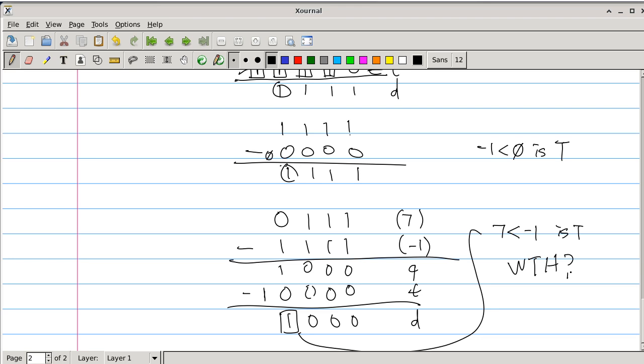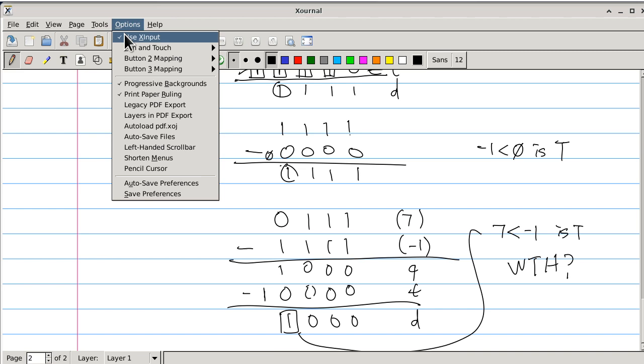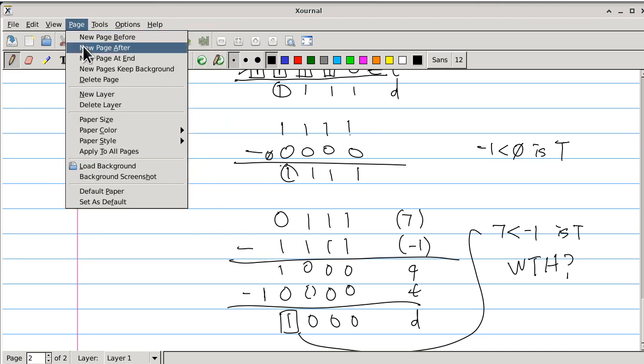Yes? If overflow is the only issue with this method, can't you just make an extra gate to account for overflow? We can detect overflow. Okay, so we'll talk about how we detect overflow. This is one situation where we can have an overflow. There's one more, so we'll go ahead and look at that one more situation where we can have an overflow.